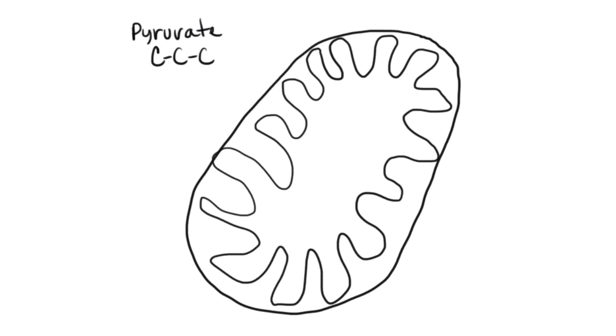What we tend to think of as the second stage of cellular respiration is the citric acid cycle. And the citric acid cycle is going to occur in the very interior of the mitochondria. And this area is what we tend to refer to as the matrix.